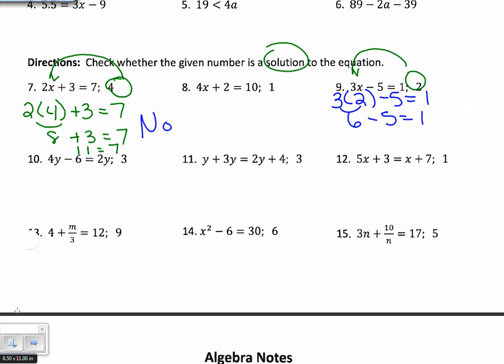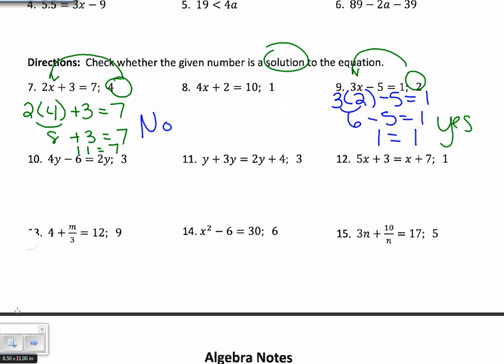And I write everything else down. Then I do my subtraction. 6 minus 5 is 1. So here I have 1 equals 1. And we ask ourselves, does 1 equal 1? In this case, yes. 1 does equal 1. So when we're looking at this, number 7 is not a solution because I didn't get a true statement. 11 doesn't equal 7. However, in number 9, it is a solution because I got 1 equals 1, which is true. So that's what we're looking for here.